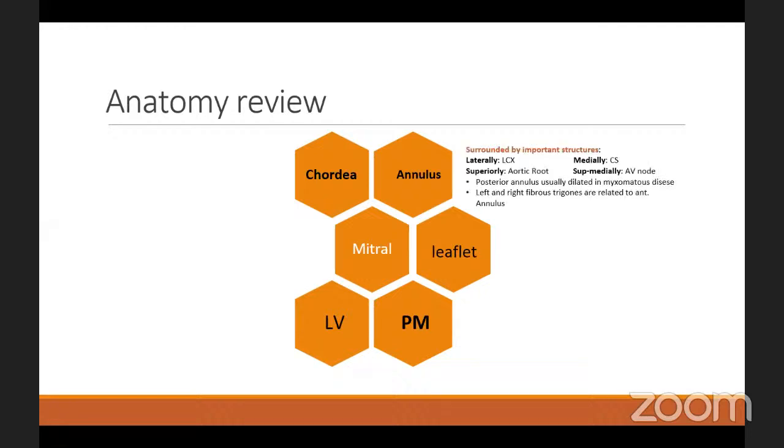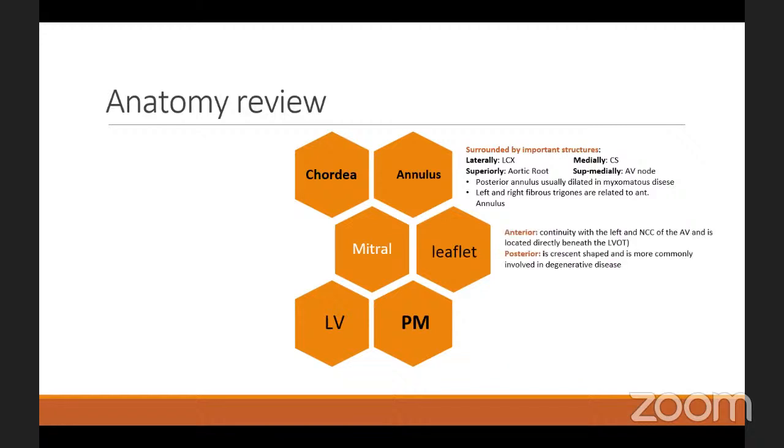It's surrounded by important structures: laterally the LCX, medially the coronary sinus, superiorly the aortic root, superior-medially the AV node. Posterior annulus is usually involved in myxomatous disease. Left and right fibrous trigones are usually related to the anterior annulus and are contiguous with the aortic valve, and must be identified during surgery.